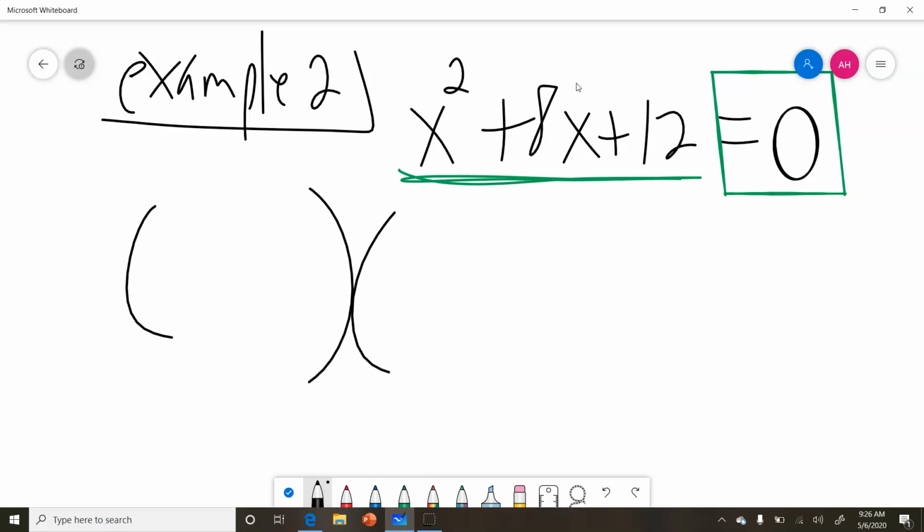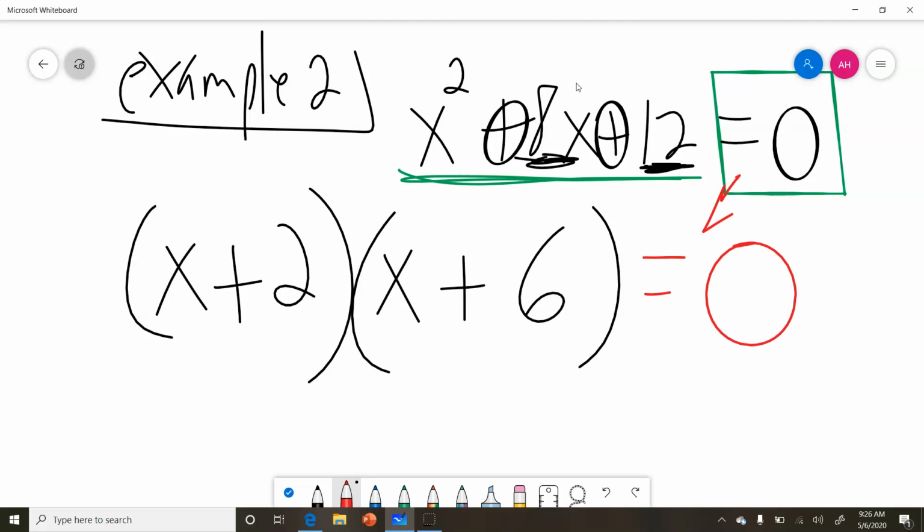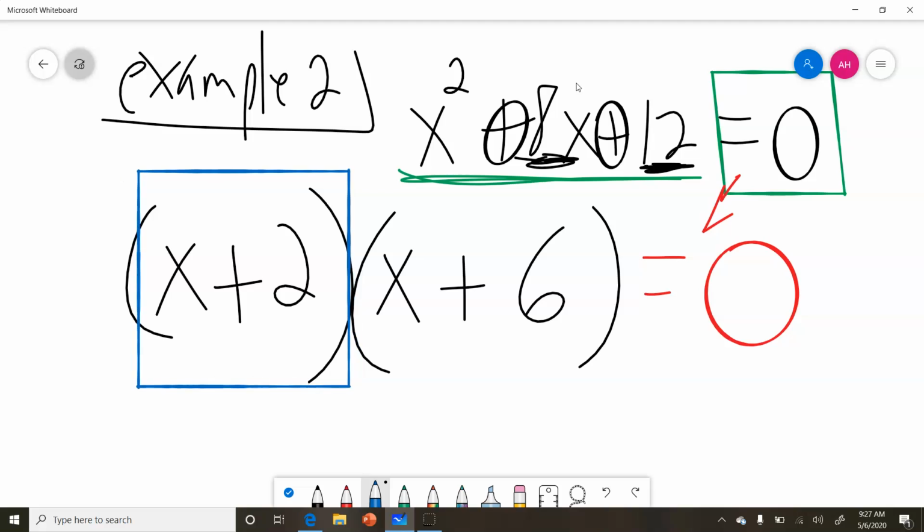So I know I'm going to have x and x. Now you know what times what is 12 that will add up to give me 8? They're both pluses because of that plus sign and that plus sign. So what times what is 12 and gives me 8 when added together? Well, that's 6 and 2. So now once I have that part, I bring down my equals 0, and then I solve, just like I did the last one, where I take one and say, okay, x plus 2 equals 0. How do I solve for that? I do minus 2, and I get x equals negative 2.